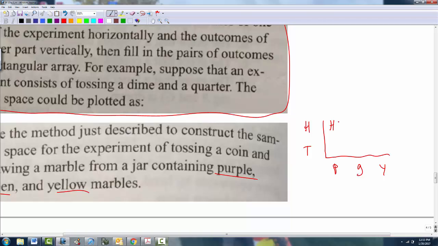Well, you get heads purple, tails purple. You just line these up. Or you get heads green, tails green. Or you could get heads yellow, tails yellow. And I thought that was a good way of getting a sample space if you have something along these lines. So the sample space is 6 possibilities of getting this to happen, like whatever the possibilities are.